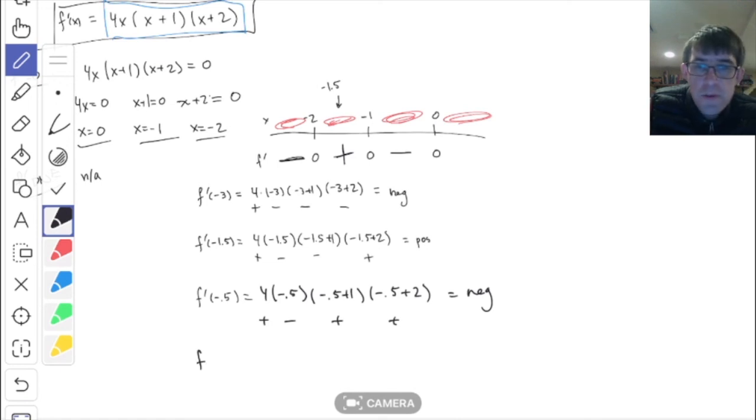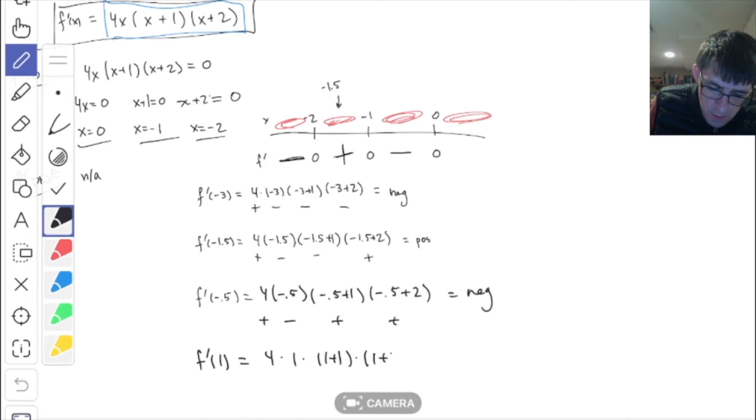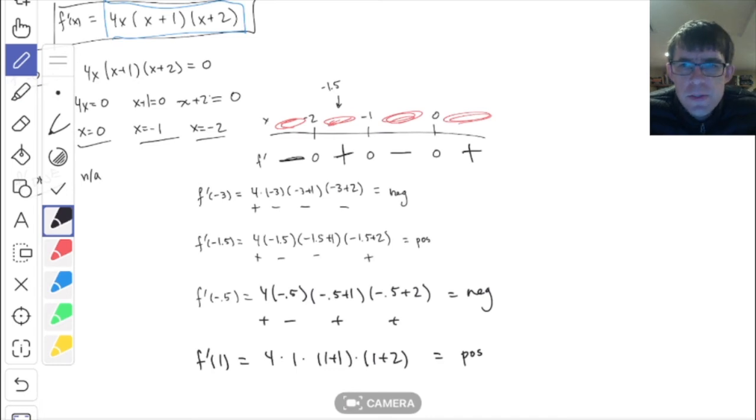Your favorite number to the right of 0, how about 1? f prime of 1 is 4 times 1 times 1 plus 1 times 1 plus 2. These are all positive, so this is positive here. All right, all the work is really done at this point. We now just need to report what's the answer.